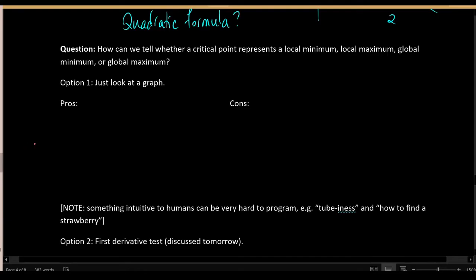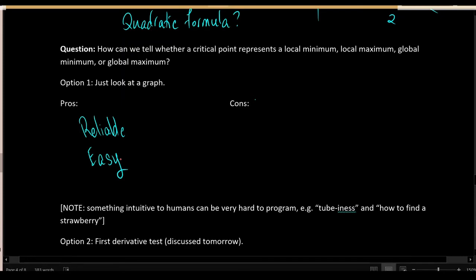So when you're working on a problem and you've calculated the critical points of a function, how can you tell what that critical point actually represents? Is the critical point a local min or a local max? Or is it potentially the global min or the global max? Option 1, of course, is just to graph the function and have a look at the graph of the function. That is definitely the most reliable way, generally speaking.